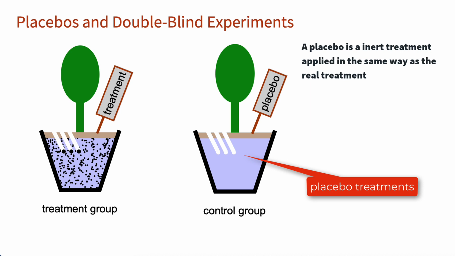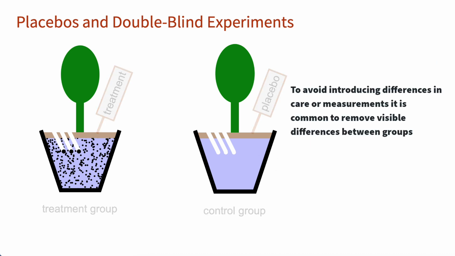To reduce the effects of differences such as differences in plant care or differences in how results are measured, it is common to arrange for individuals in the treatment group to be indistinguishable from individuals in the control group so that any differences in care or differences in measurements are spread equally between the groups.